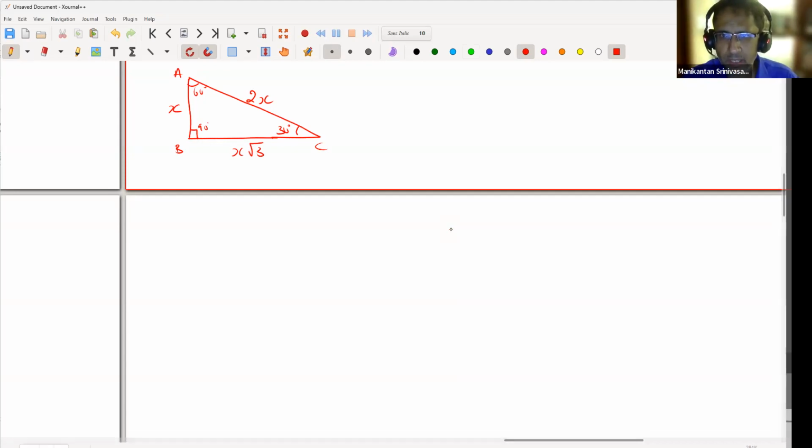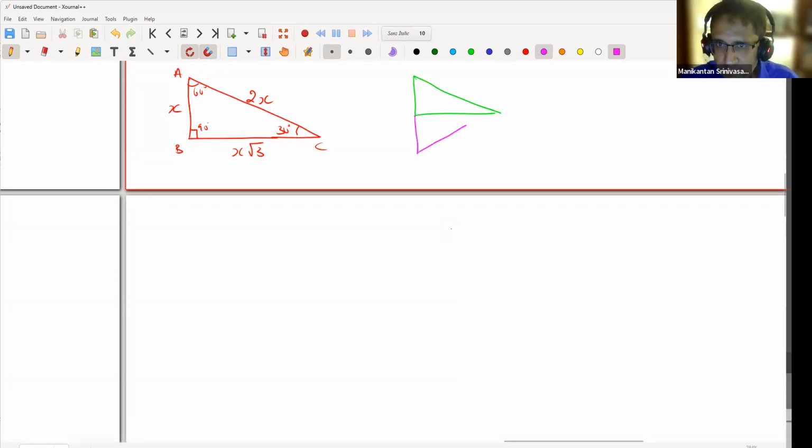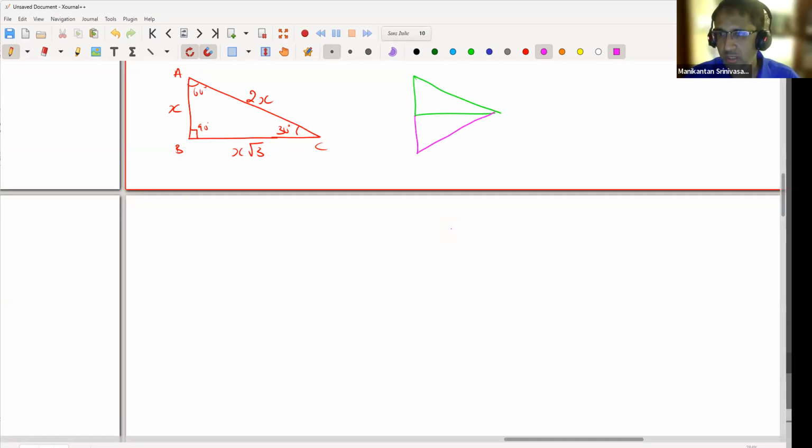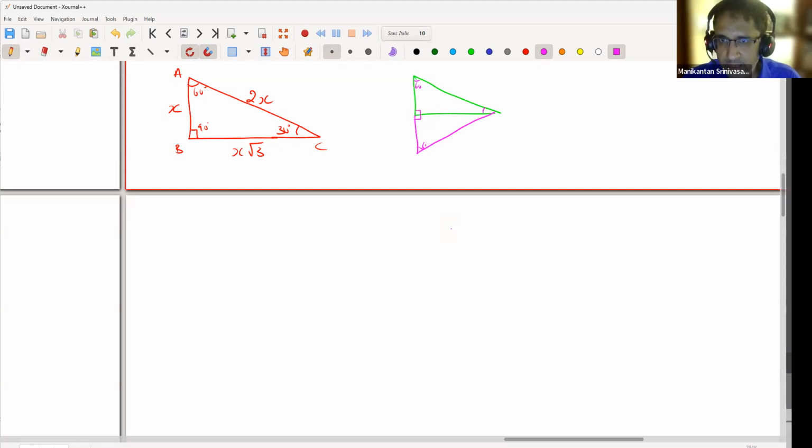Maybe I'll just derive it quickly, right? I'll just draw the same triangle here, 30, 60, 90. What I can do is draw a symmetric triangle downstairs here. Another 30, 60, 90, just a reflection around this. Now, what do I have? This is 60. This is also 60. This is 90. This is 180. This is 30. This is 30. Therefore, this is 60. So I have an equilateral triangle here. The big triangle is equilateral.